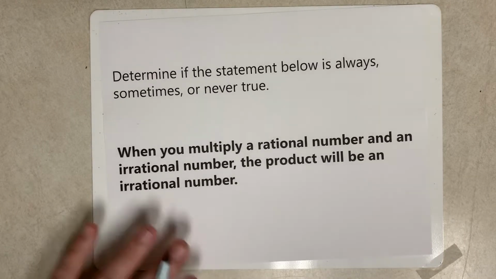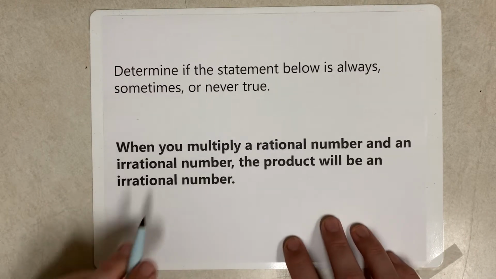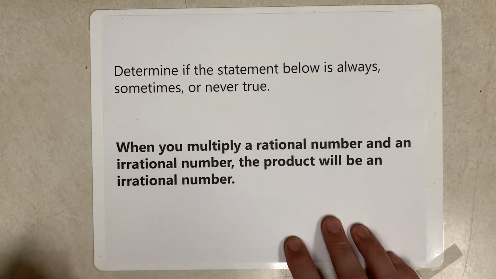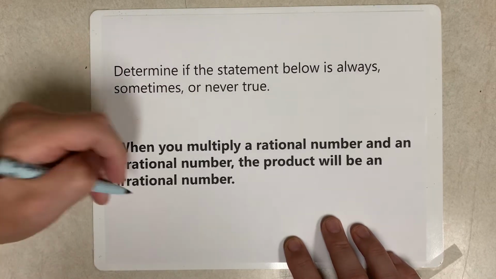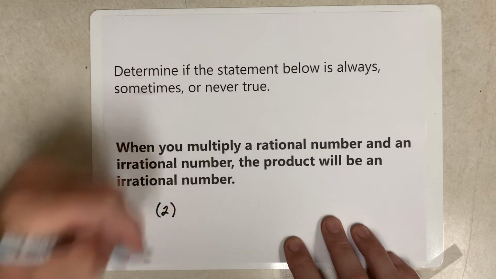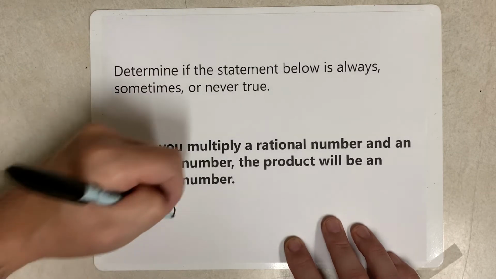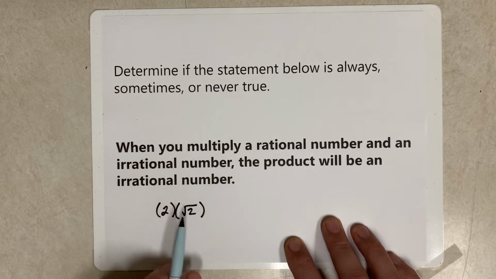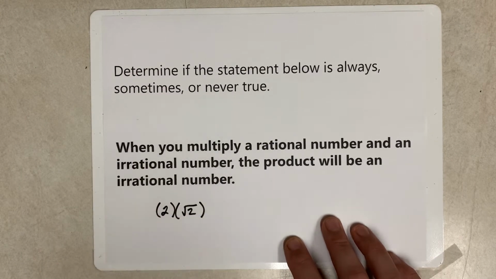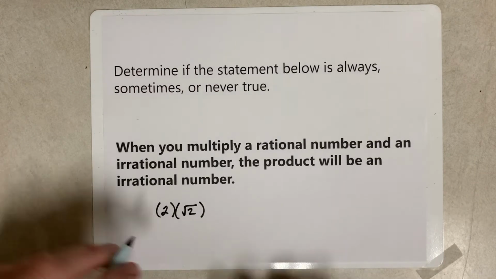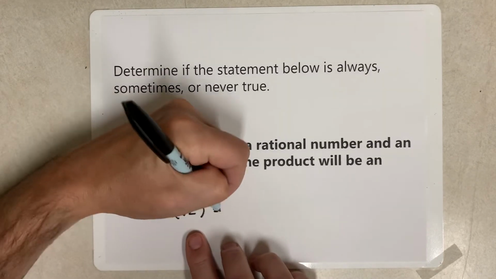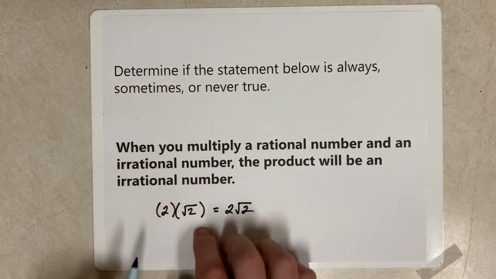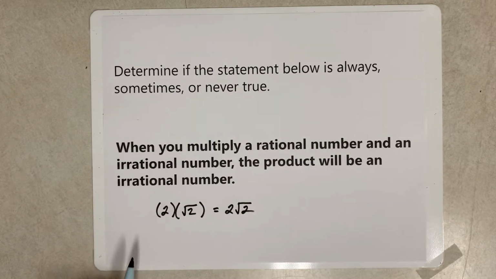Okay, here's another one. When you multiply a rational number and an irrational number, the product will be an irrational number. Is that true? Well, let's see. Let's take 2 for our rational, and let's take again the square root of 2 for our irrational. See, sometimes I write 2's differently. That's fine. I always do that. Okay, so if you multiply these together, this in fact does equal root 2 because you have 2 of them. Is that rational or irrational?